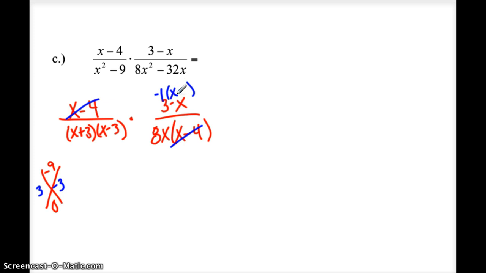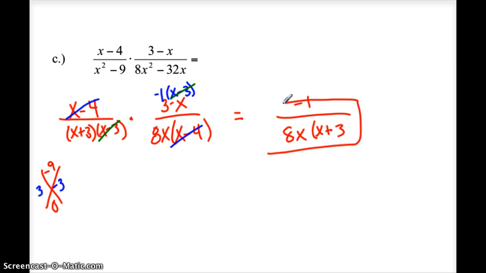So I'm just gonna write it like this, so then these two groups look exactly the same, and I can do that. Okay, so what am I left with? A -1 on the top, and on the bottom, I've got 8x and that x plus 3. Boom, bada bing, that's it.